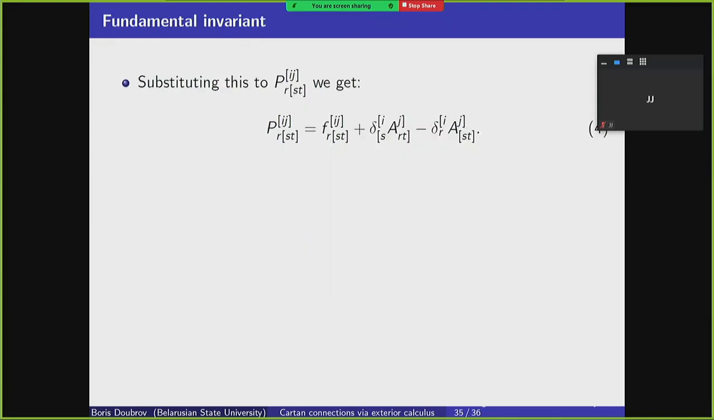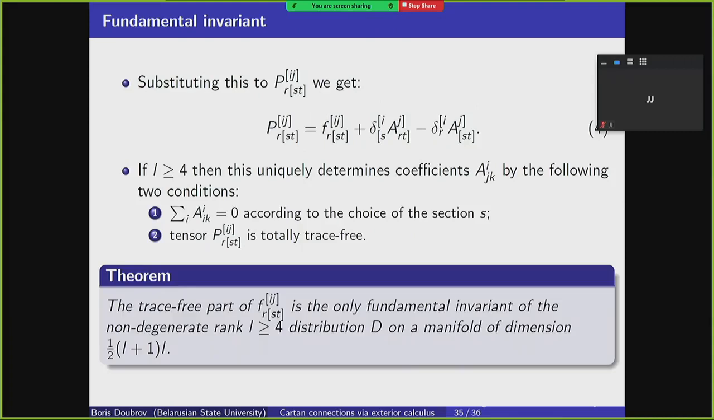So that's what we get. And what is really important here is that the total trace-free part of this thing is the only fundamental invariant in the case where the rank of the distribution is at least 4. And I recall that we determined these functions first from an arbitrary coframe associated with our distribution. So it's very efficient computationally.